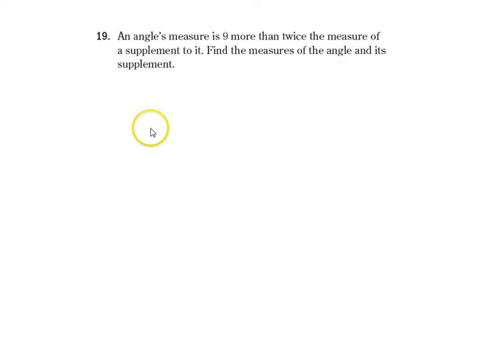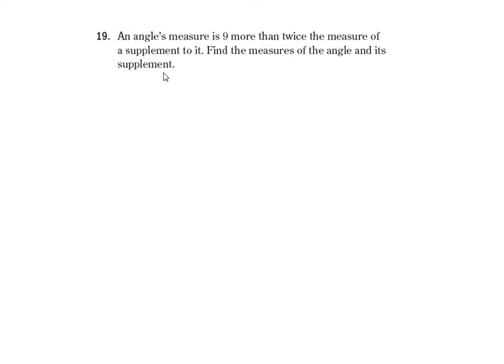On the screen here I have problem number 19, and this is from 3.3, where it says an angle's measure is 9 more than twice the measure of a supplement to it. We need to find the measures of the angle and its supplement. So we have to find the measure of two angles here.